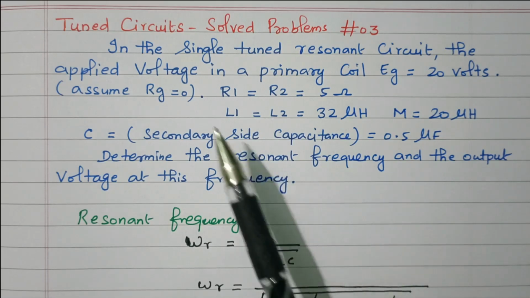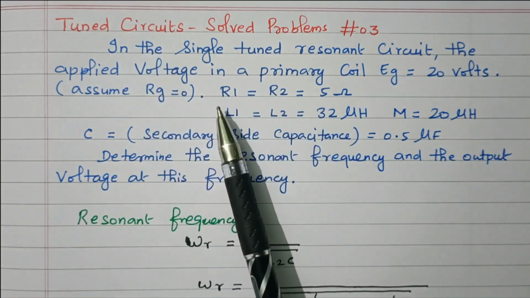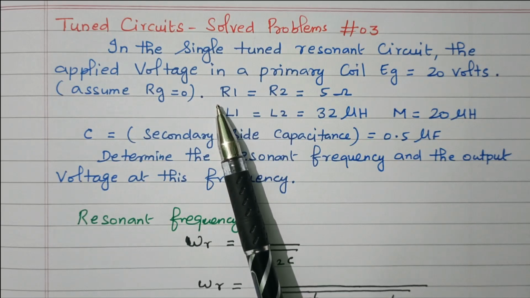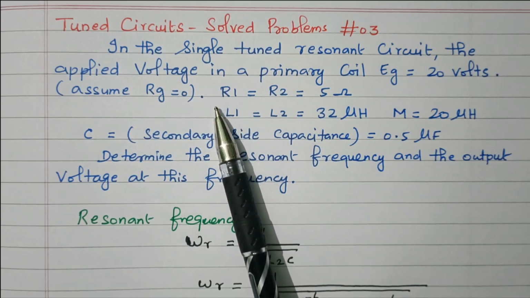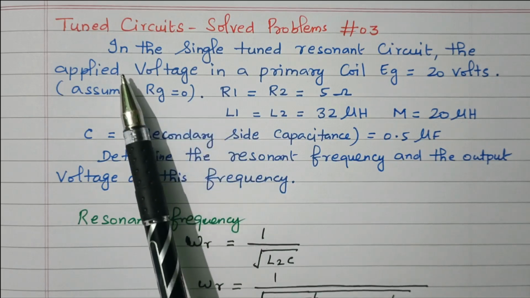Now we will go to the topic, tuned circuit, problem number 3. We know that tuned circuit means we are making the inductive reactance equal to capacitive reactance so that the circuit behaves like a resistance, only the resistance. Single tuned means a capacitor is connected in the secondary side in order to bring the resonant condition. Similarly, a capacitor connected in the primary as well as the secondary means a double tuned circuit. Right, now we'll go to the problem.